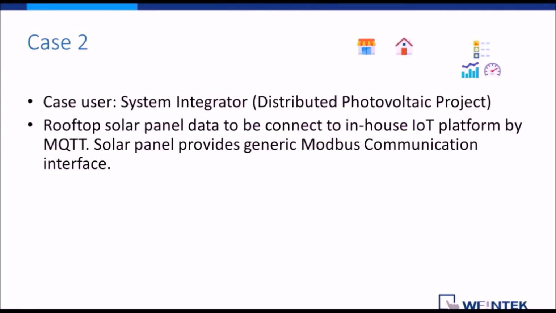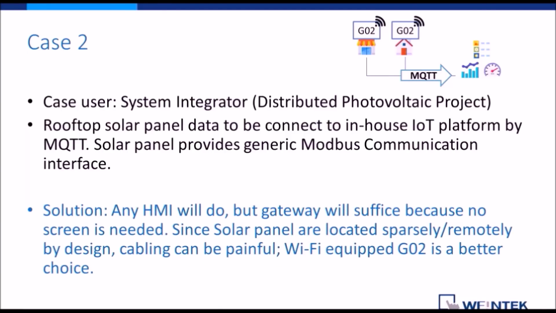So for the solution, actually any HMI should work. But considering that these solar panels are going to be installed on a rooftop, nobody will go to the rooftop to check your HMI. So basically, a protocol gateway will suffice because nothing more is needed for this application. And because these solar panels are put far away on a rooftop by design, they don't want the cables. GO2 with Wi-Fi equipped is a good choice for their application.